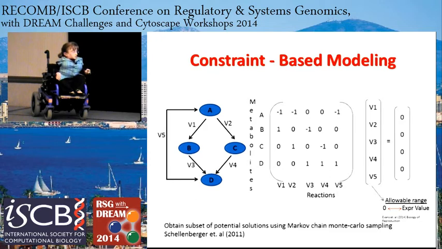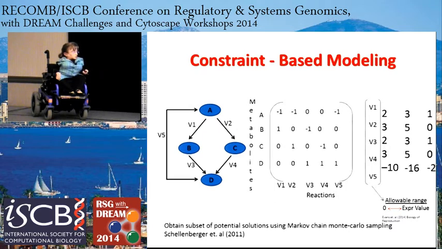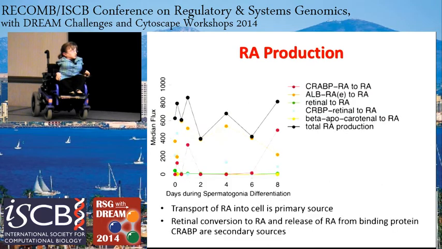To obtain a subset of potential solutions, we used the Markov chain Monte Carlo sampling approach. This gives us a distribution of flux values for each one of the reactions in our network. To represent reaction activity, we use the median of these values. We did this for all 8 time points during spermatogonial differentiation.